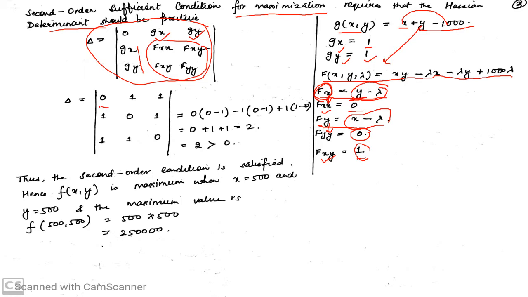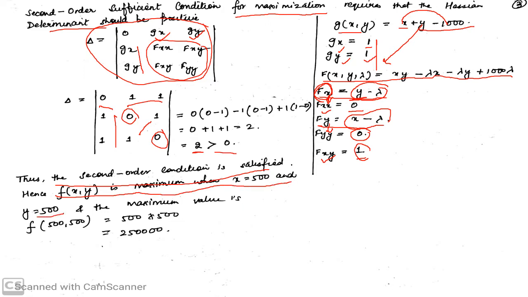We got 0, and over here 1, 1. Put the values 1, 1, this side 1, 1, right? Fx was 0, fy was 0. So we put this 0, this was 1, 1, and we find the determinant of this, that comes out to be 2, which is greater than 0. Thus we see that the second order condition is satisfied and the original function is maximum when x is equal to 500 and y is equal to 500.